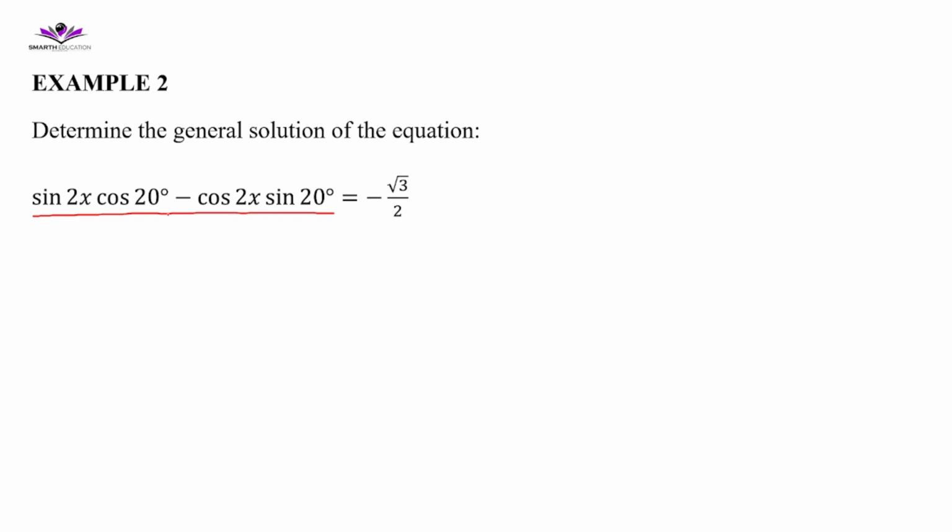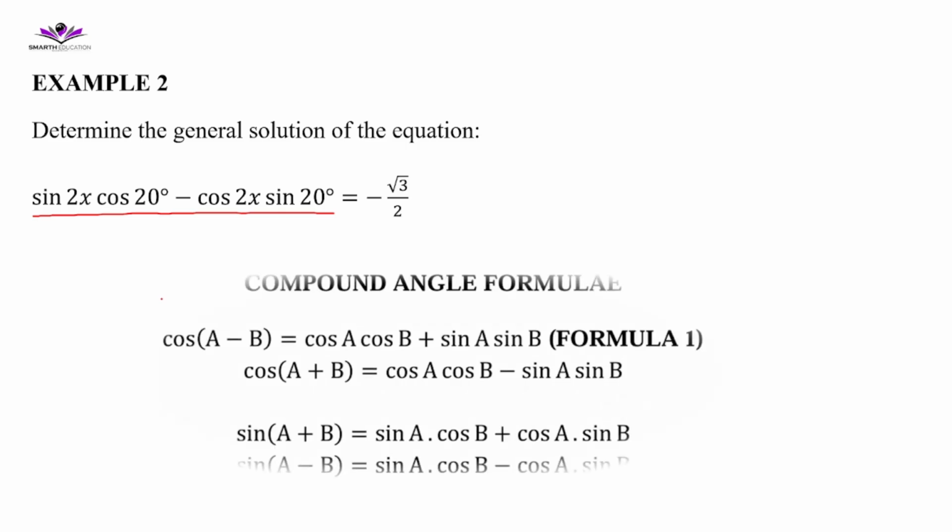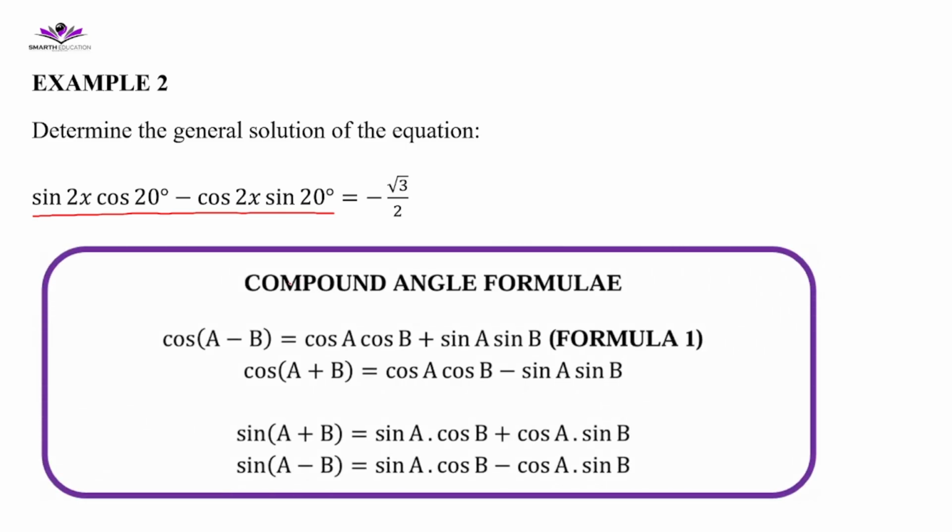over 2. If you check here, we have a combination of different ratios: cos and sine of an angle. Remember, we said that we want to make sure that we have one trig ratio, and also we want to make sure that the equation is factorizable. So what can we use here? We can actually use the compound angle formulae. Let's check which one we can use here.